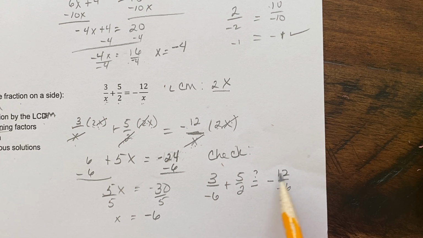Okay, over here is pretty easy. Negative 12 divided by negative 6, we get 2. I want to make these match, so I'm going to multiply by 3 so I can have my common denominator.